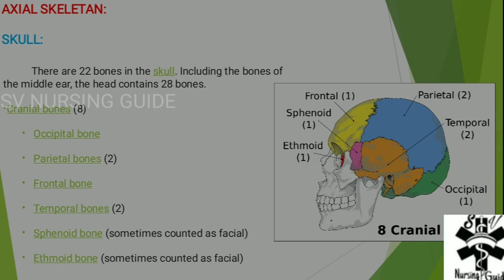First, axial skeleton. In axial skeleton, first we are going to see the skull. There are 22 bones in the skull, including the bones in the middle ear, and the head contains 28 bones. First, cranial bones. There are 8 cranial bones: occipital bone, parietal bone 2, frontal bone, temporal bones 2, sphenoid bone and ethmoid bone. You see these 8 cranial bones: frontal, sphenoid, ethmoid, parietal 2, temporal 2 and occipital 1.